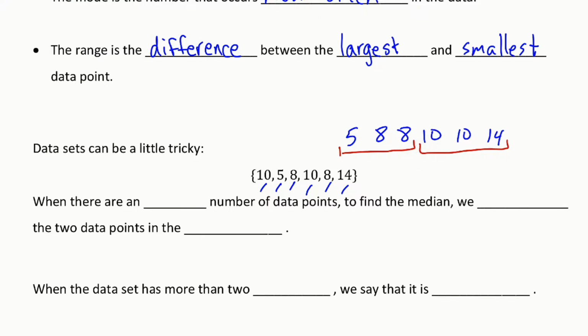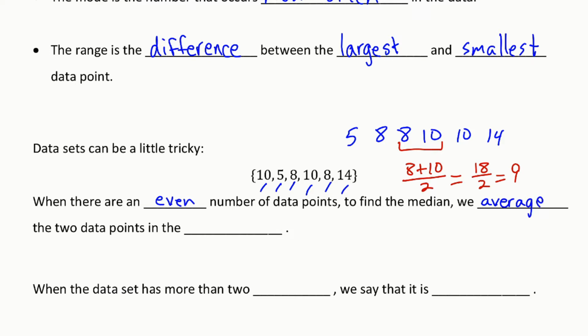And when that happens, to find the median, we take the 2 that are in the middle, and then we average those. 8 plus 10 over 2 is 18 over 2, which is 9. So, when there are an even number of data points, to find the median, we average the 2 data points in the middle.